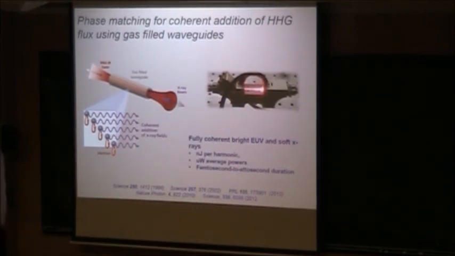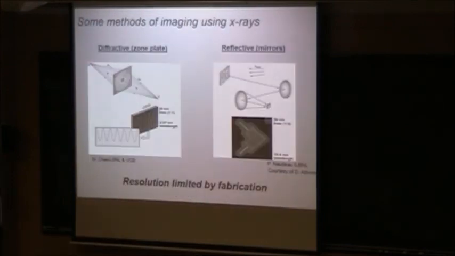With our sources, then we need to do some imaging. Here are two methods of doing imaging. Some people do diffractive zone plate imaging or reflective mirror imaging. There is no refractive lens; there's not a lens available for extreme ultraviolet or X-ray wavelengths. Instead there is a diffractive lens, like a Fresnel lens, which has been used, and reflective, multi-layer coated mirrors.